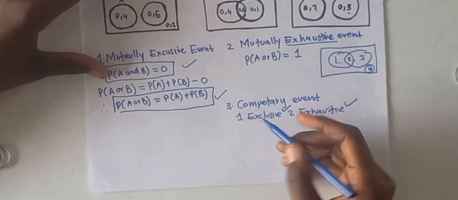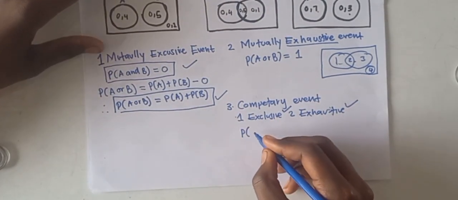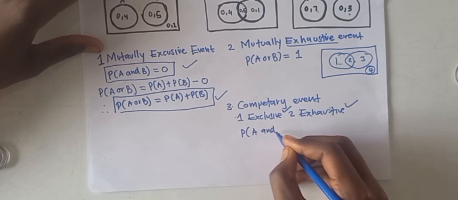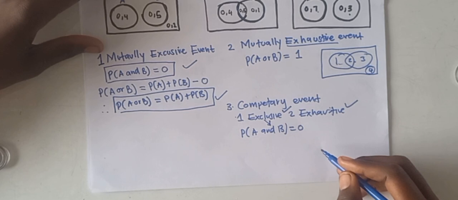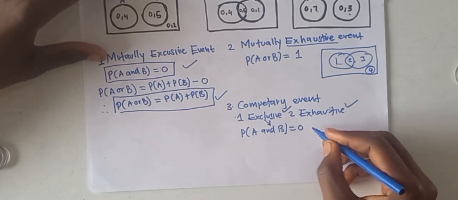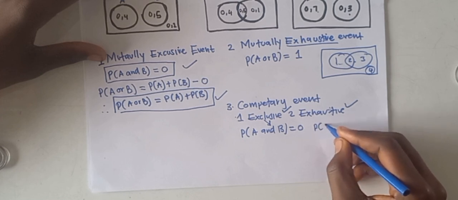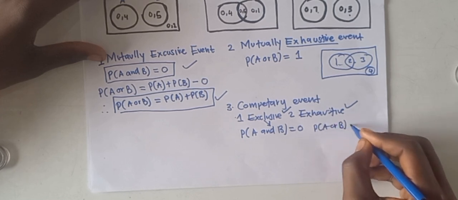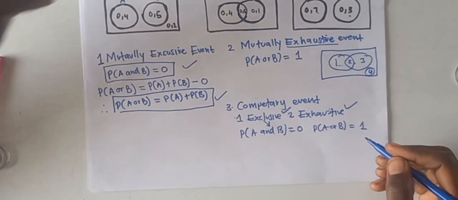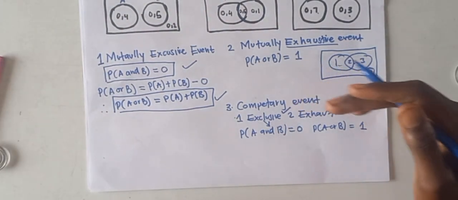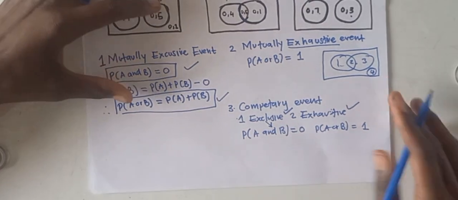So we can conclusively say that the events are complementary when the probability of A and B is equal to what? To 0. This represents the exclusive part. And then also, the probability of A or B has to be equal to what? To 1. So that's what we call a complementary event. It has to be both exhaustive and exclusive at the same time.